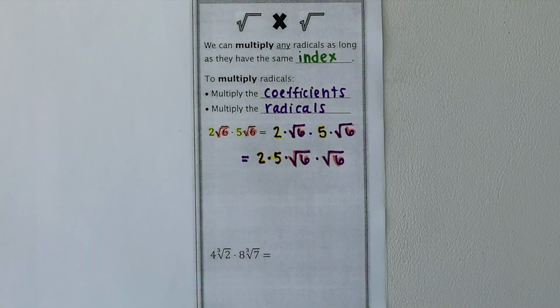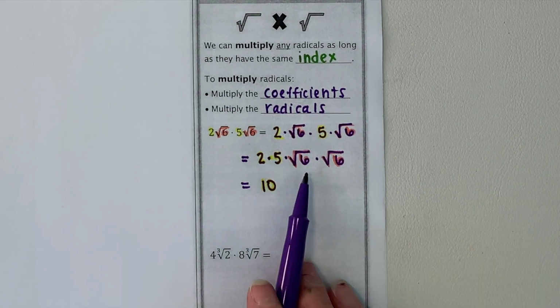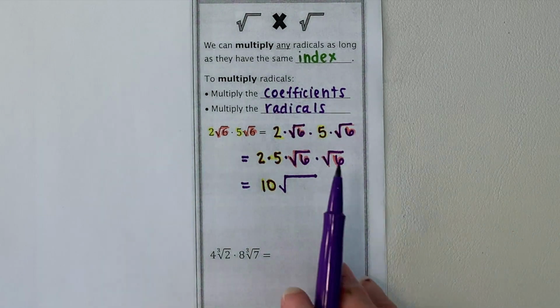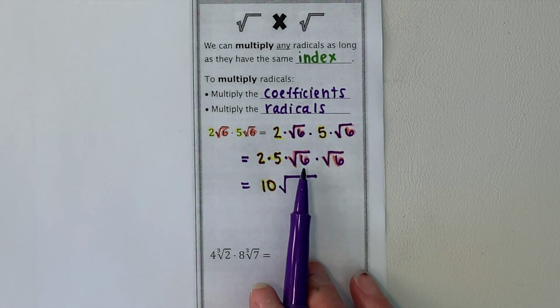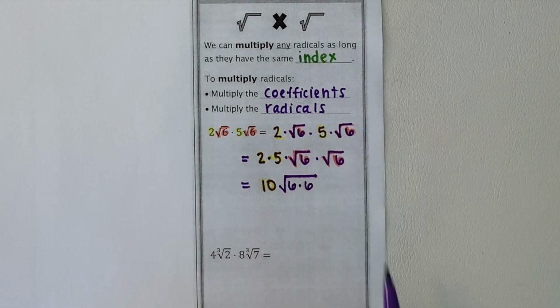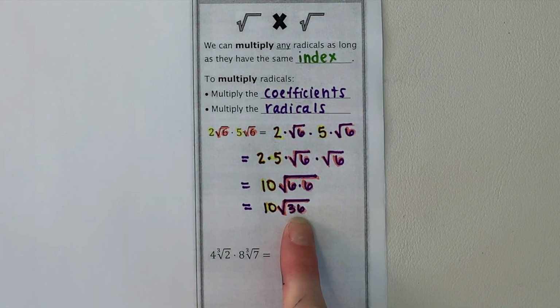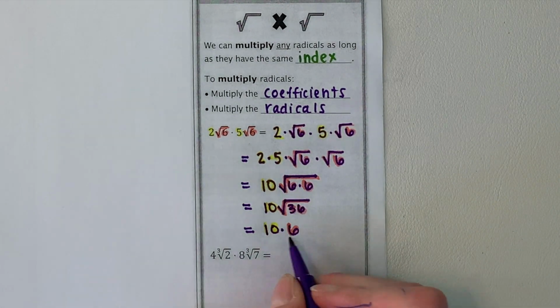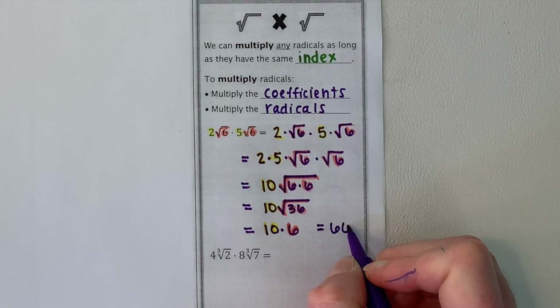Now let's multiply the like quantities. 2 times 5 will give us 10, and to multiply the square root of 6 times the square root of 6, the product property of radicals says when you're multiplying two radicals, as long as they have the same index, you can combine that multiplication underneath one radical symbol. So that would give us the square root of 6 times 6, which would simplify to the square root of 36. And the square root of 36 is just 6, so this would simplify to 10 times 6. And 10 times 6 will give us our final answer, 60.